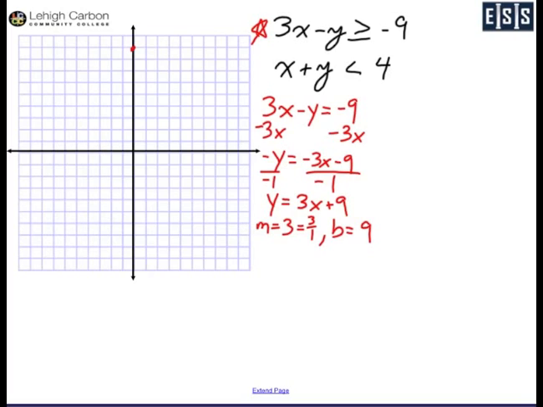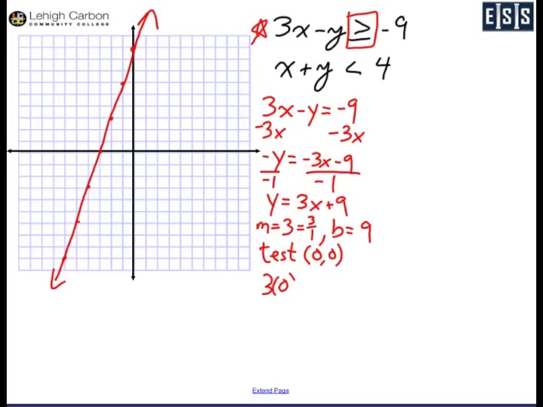My slope says rise 3, run 1. Can't really go any higher on this graph, but I can go down 3, back 1. Down 3, back 1, down 3, back 1, again and again. Looking at my initial inequality, greater than or equal to means straight line. I'm going to test 0, 0. I always like to test 0, 0 unless the line goes through that point, because it's normally easy to test.